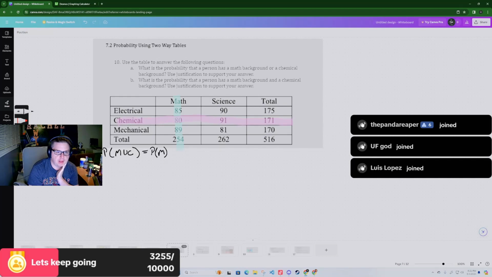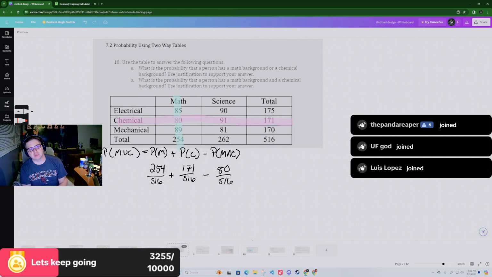So that's the probability of math plus the probability of chemical minus the probability of math and chemical. Okay, so math was 254 out of 516 plus chemical, which was 171 out of 516 minus the intersection, which is 80 over 516. So for this one, I'm just going to set it up. I'm going to let you simplify, find the decimal, find the percentage. Really just trying to help out setting these formulas up and solving them out.